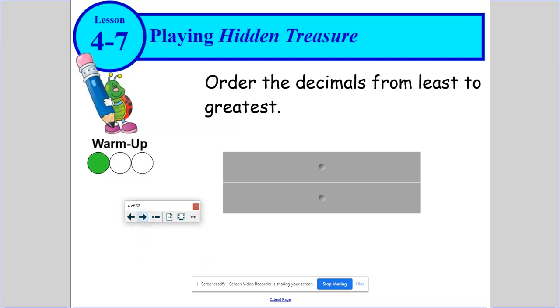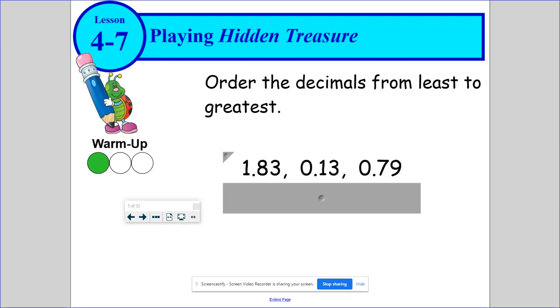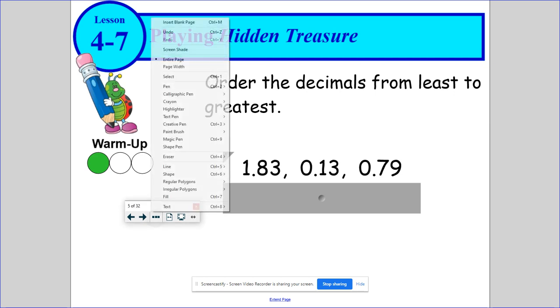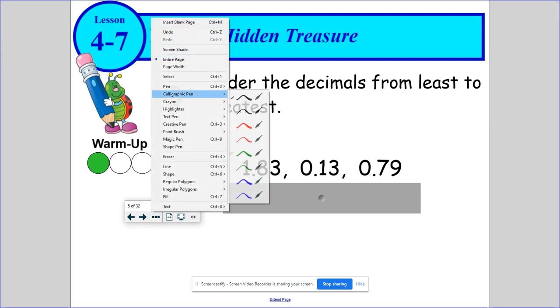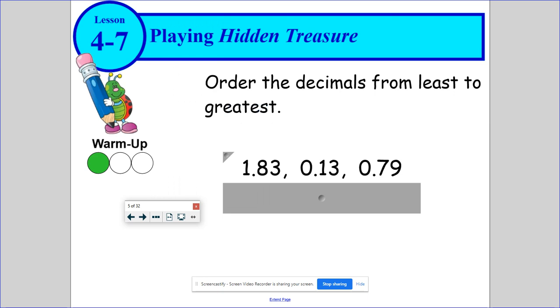finding those coordinates. To warm up, let's order the decimals from least to greatest. So you have 1 and 83 hundredths, 0 and 13 hundredths, and 0 and 79 hundredths. So on a piece of paper or on a slate, go ahead and write these in order from least to greatest.